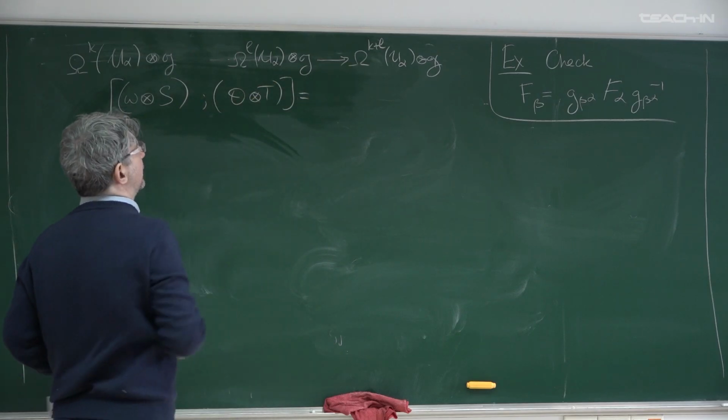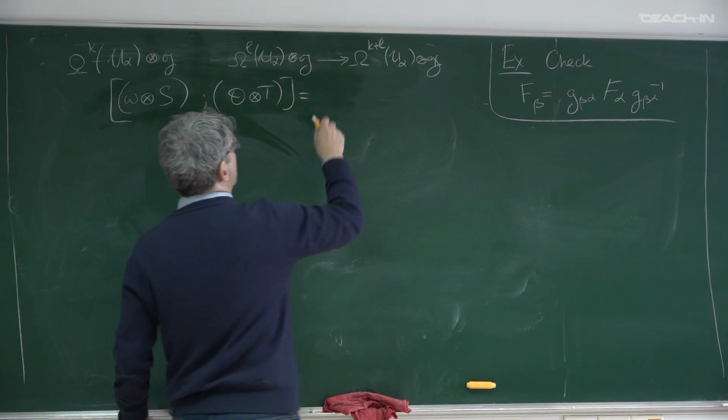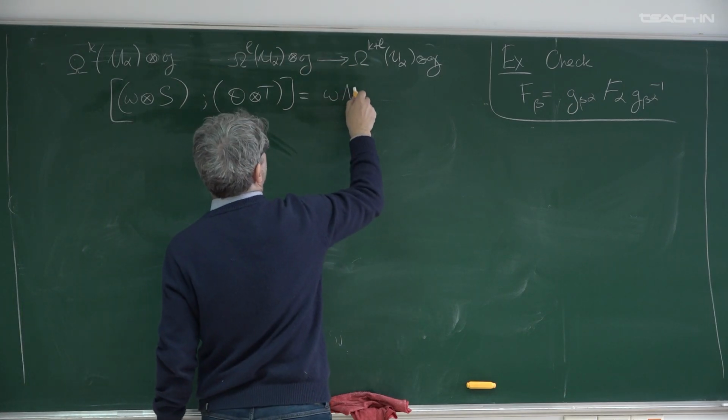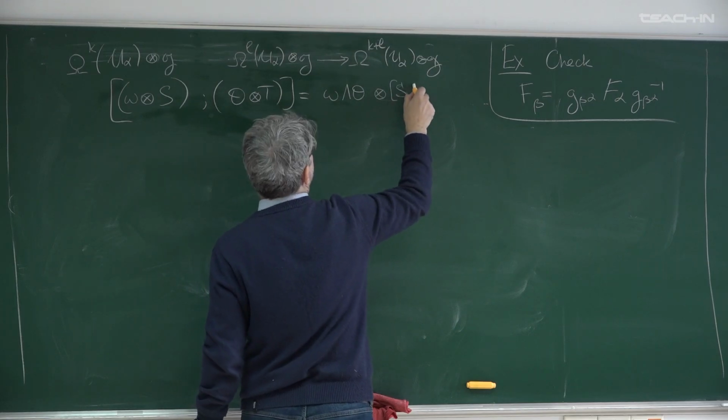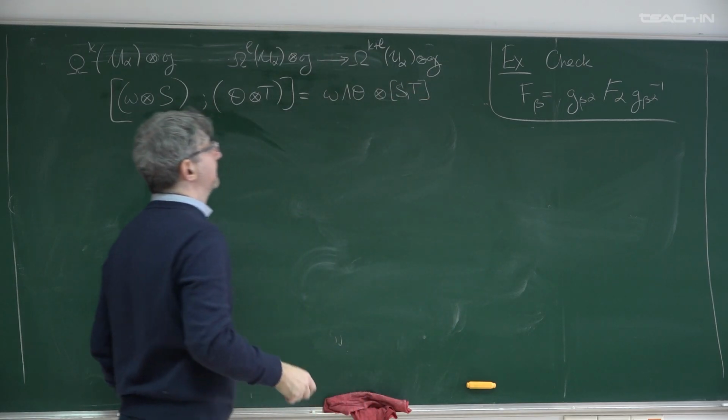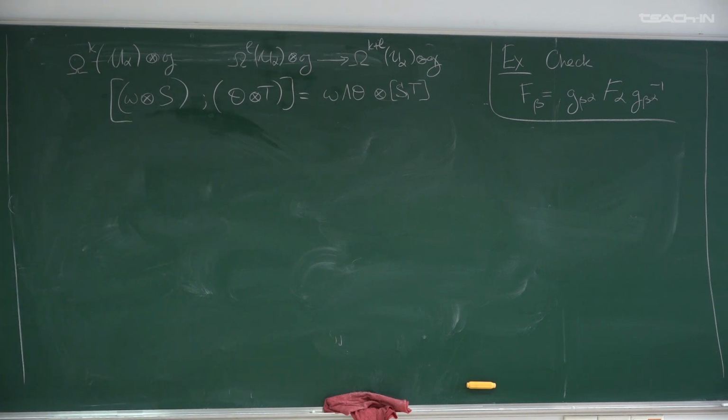How to define the commutator of these things? In a very simple way. You take a wedge product of forms and take the commutator here. For some cases, when your Lie algebra is a matrix Lie algebra, you have a very simple, explicit formula for the commutator.